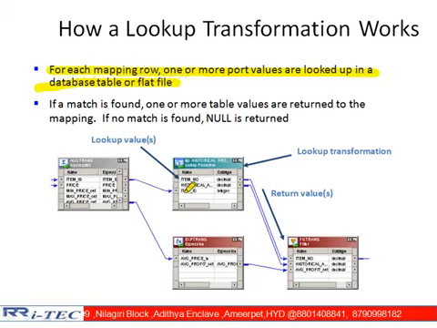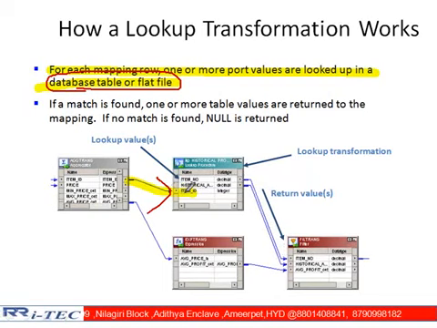Suppose I am giving item ID as the input. This item ID is going to look into either a target table, a database table, or a flat file. Once it is looked up, if the corresponding ID is available in the flat file or database table, it is going to take the corresponding historical assignment or item number that is available.